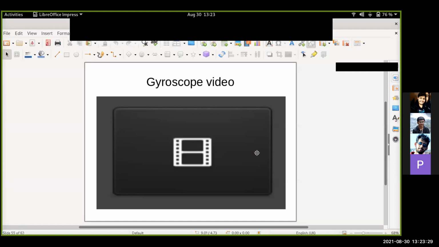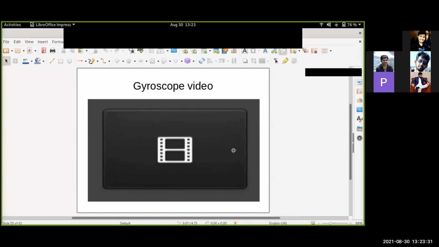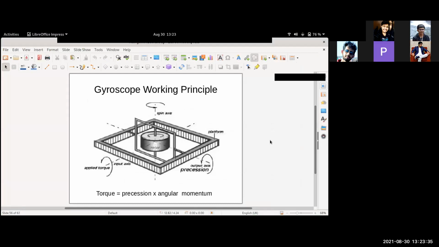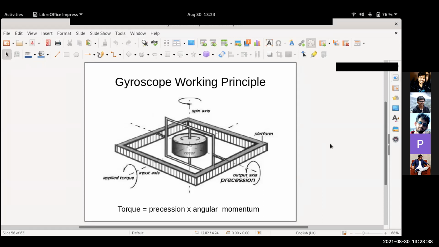Now the figure we show here is capturing the essence of that. So in the figure you had the half ring. Half ring played the role of the outer gimbal. And then you had the inner gimbal, which was a full ring. That was the inner gimbal, and then the spinning wheel.